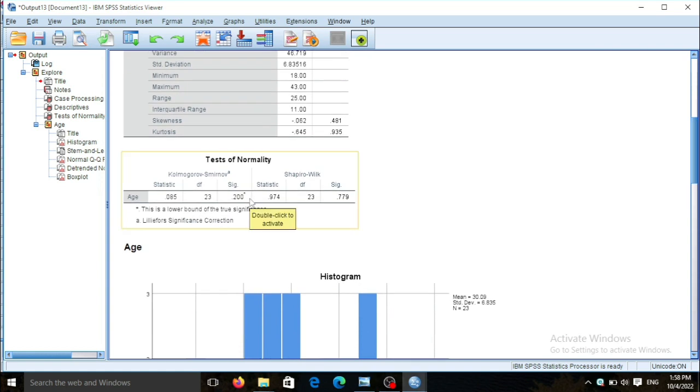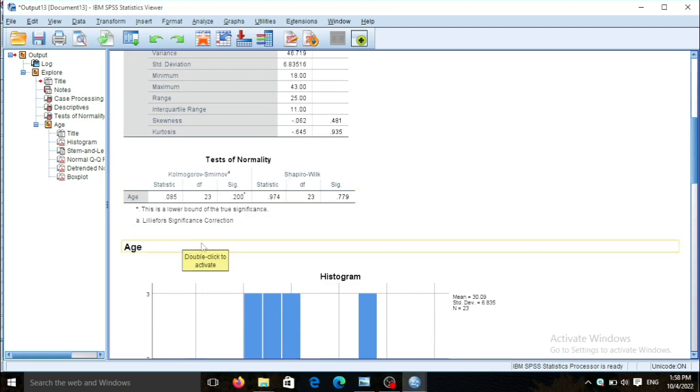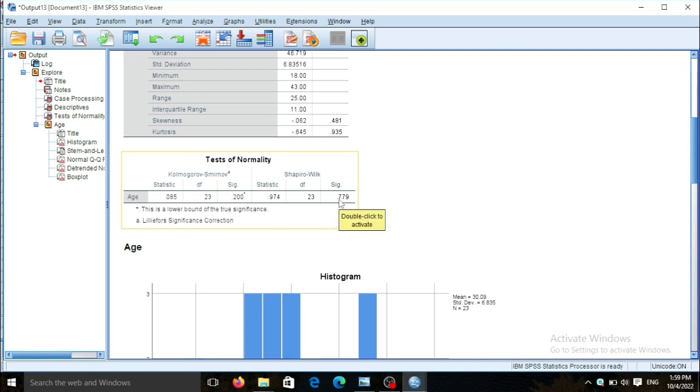And this box is also very important. You have two tests here: Kolmogorov-Smirnov and Shapiro-Wilk test. The Kolmogorov-Smirnov is preferred over Shapiro-Wilk when your dataset includes more than 50 participants, but it is not a rule, and you can use both of them. If the significance value here and here is less than 0.05, then your dataset does not have a normal distribution. But if it is equal or more than 0.05, then your dataset has a normal distribution.